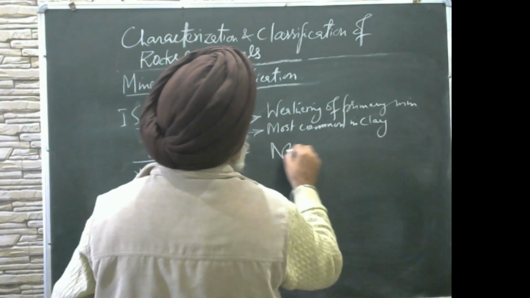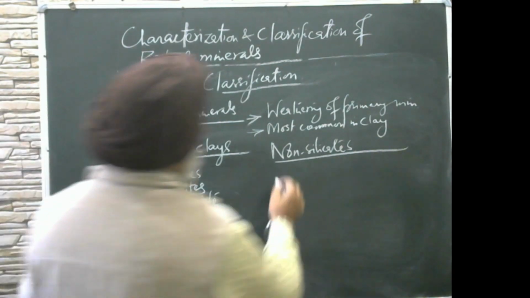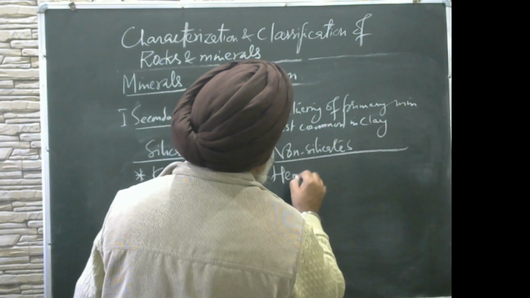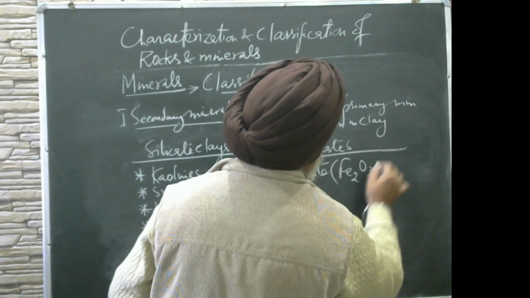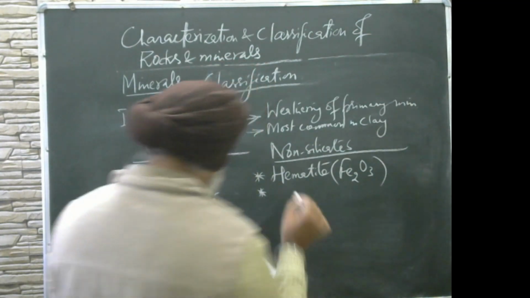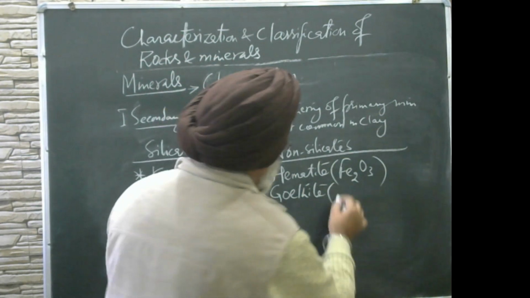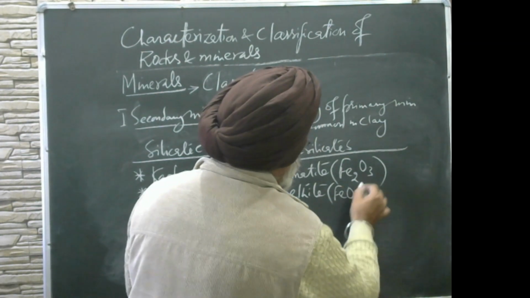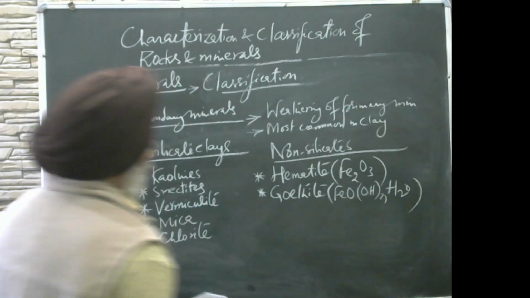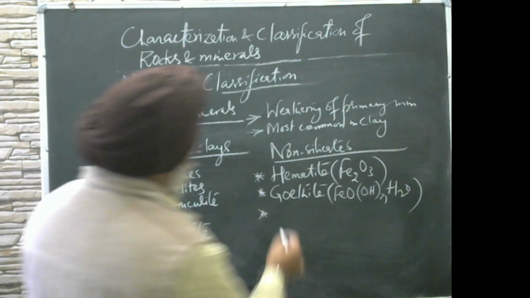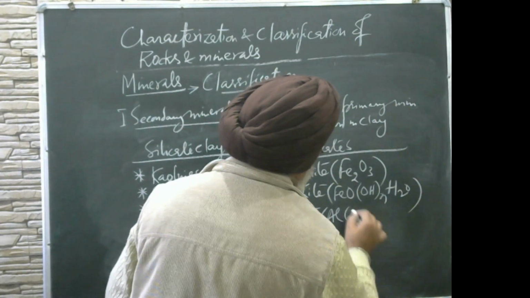Then non-silicates: we have hematite, which is basically iron oxide, Fe2O3, ferric oxide; then goethite, which is iron oxide with crystallized water. This is goethite. Then gibbsite. Gibbsite is aluminium hydroxide.